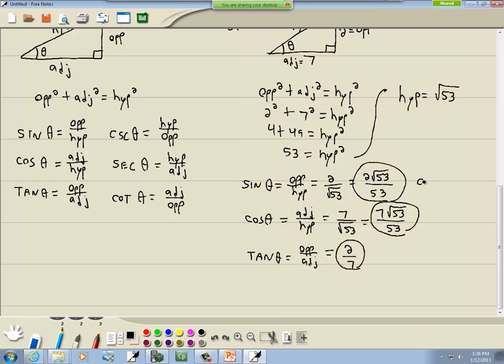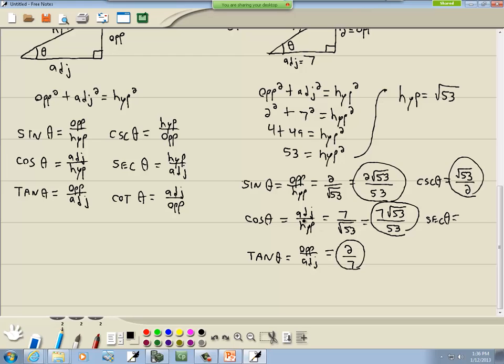I might have room right here. Out of room at the bottom. Cosecant goes along with sine, and it's a fraction flipped. Now you want to flip the appropriate fraction. If I flip what I circled, that's not going to work well. But if I flip this one right before it, 2 over square root of 53, then we'd get square root of 53 over 2, and we're done with that.